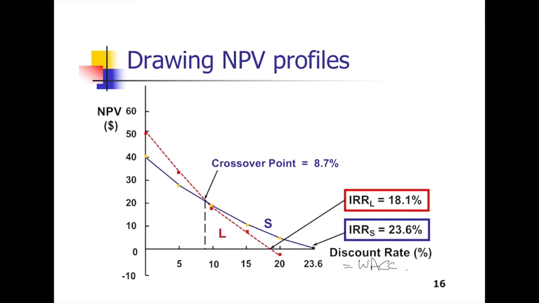Interesting concept is crossover point. The crossover point is where two projects' NPVs are the same as each other. So when WACC is 8.7%, in this case, NPV of project L and NPV of project S is the same.